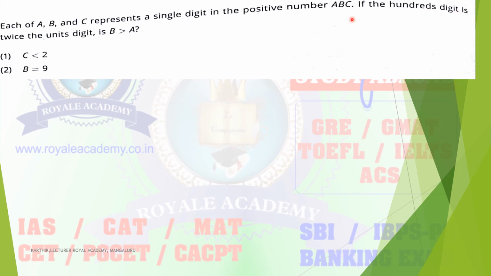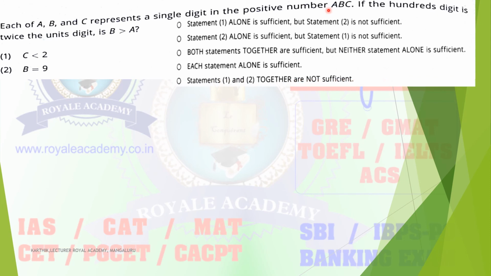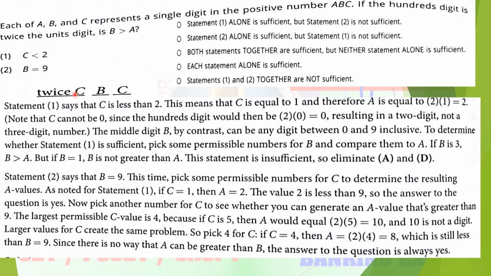If the hundreds digit is twice the unit digit, that is nothing but 2 times C. A is equal to 2 times C. Also, two statements are given: C is less than 2, and B is equal to 9. From these statements, which statement alone can answer the question? So it is given that A is equal to twice that of C. Then go for the options.